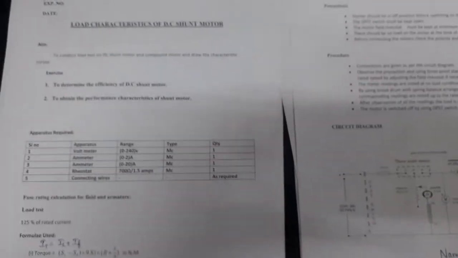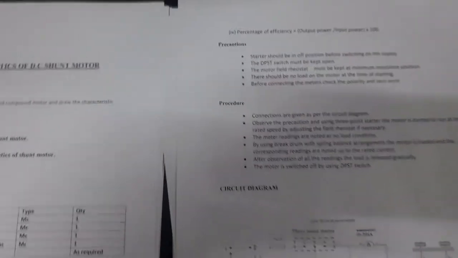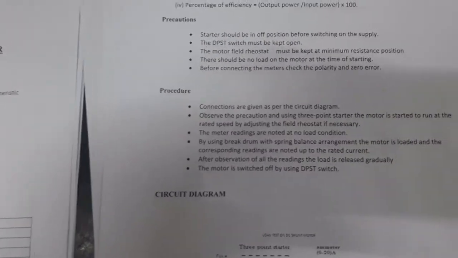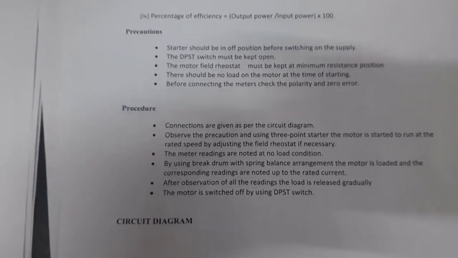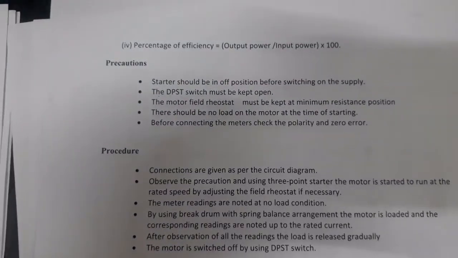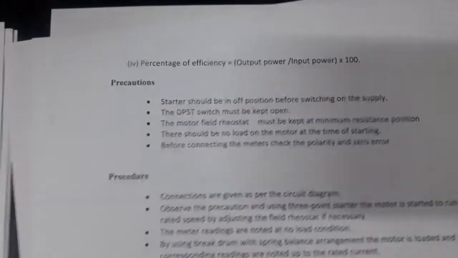Students, now we are going to do the experiment and take readings for the load test on DC shunt motor. We have to follow the procedure as per it is given in the manual. Before following the procedure, do check the precautionary actions. We have 3 precautionary actions to be followed.